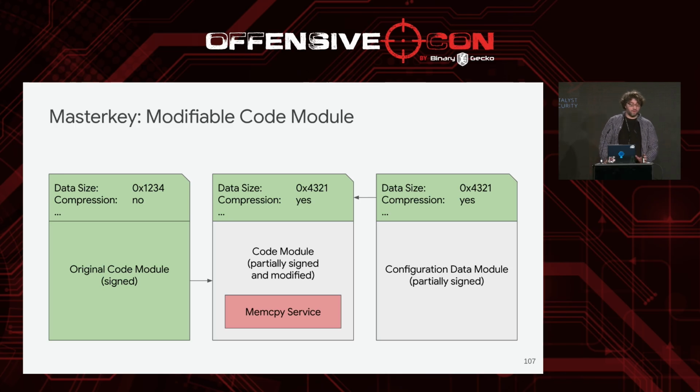We can use this. We can take an existing code module that is fully signed, use the body of that module, and take the header of a configuration data module. And now we have a new module where the body is modifiable. The whole module is still valid, the signature is still valid, and we can embed some new service. In this case, we embedded a memcopy service that was able to copy physical memory.